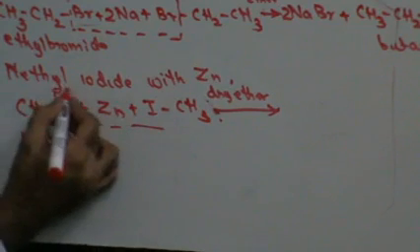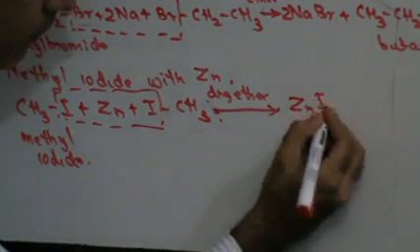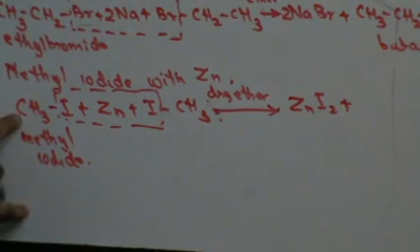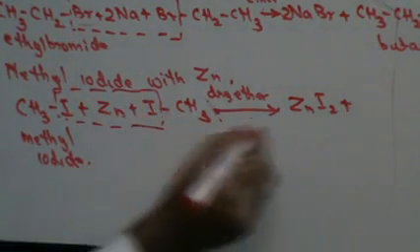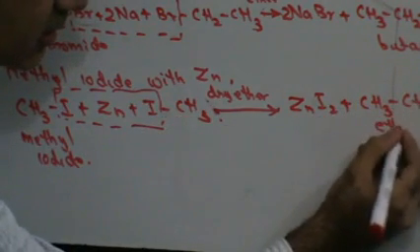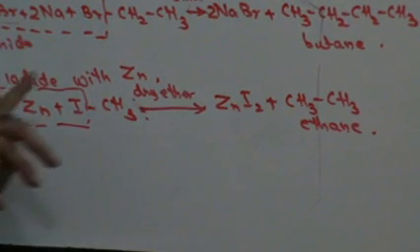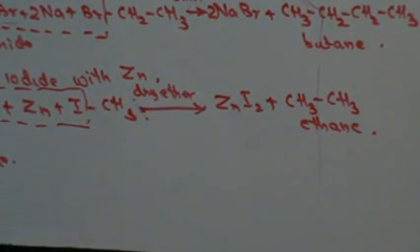Iodine will react with zinc. Zinc valency is 2. So in that case, you will have zinc iodide. You have CH3 remaining from here, CH3 remaining from there. So CH3, CH3. This is ethane. Right? We get this thing here. So methyl iodide gives you ethane. You will always get a higher alkane.